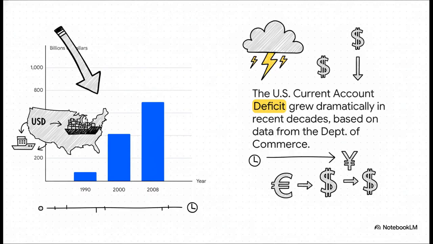And this wasn't just a one-year thing. This chart here really tells the story. It shows the trend over almost 30 years, and you can see that deficit just ballooning, especially from the late 90s on. It points to a really long-term pattern of the U.S. buying more from the world than it sells.